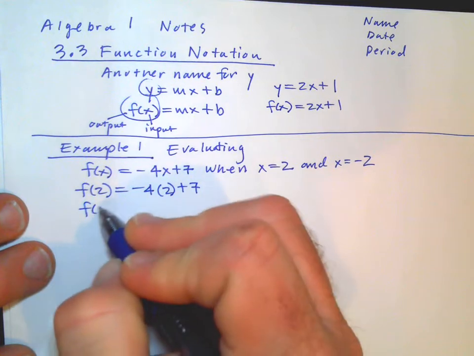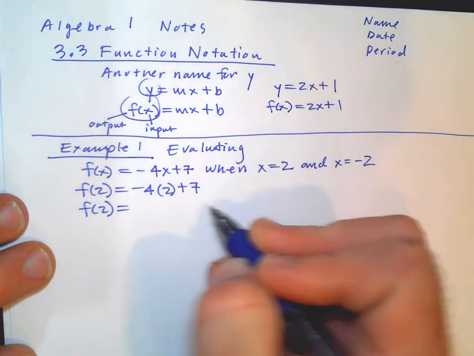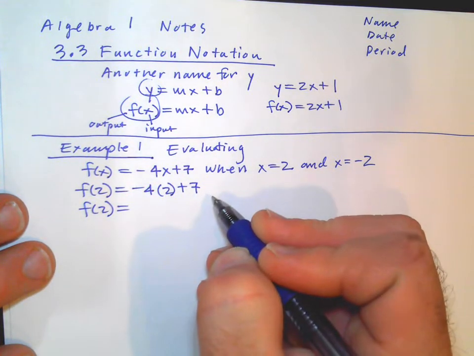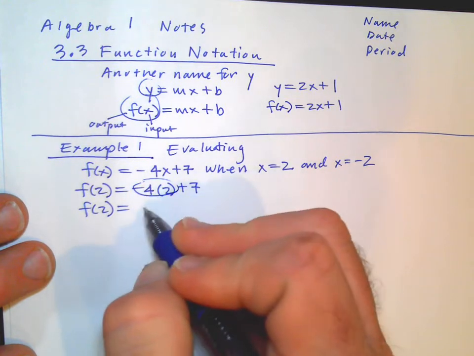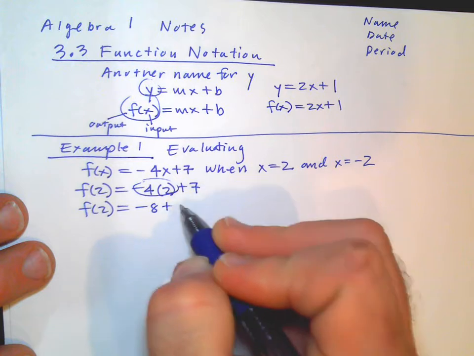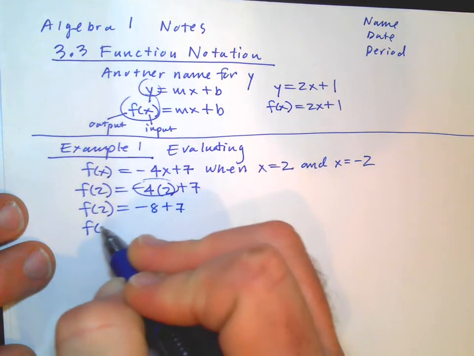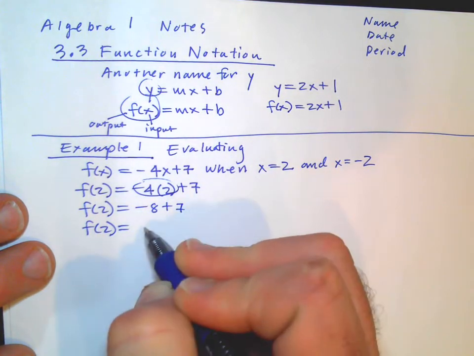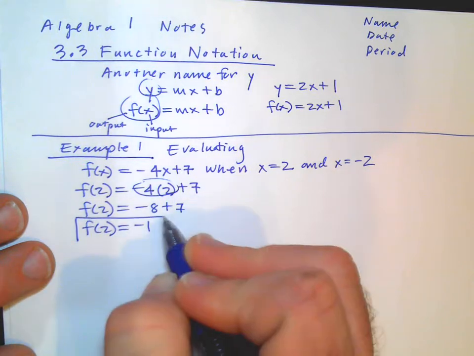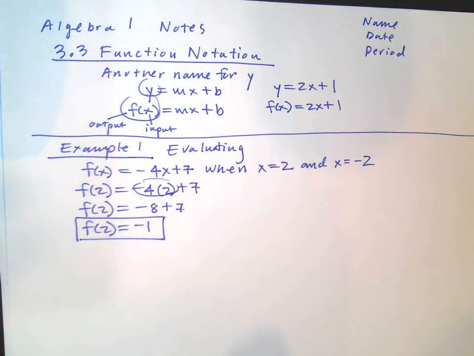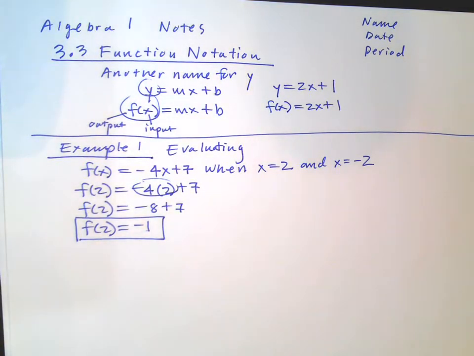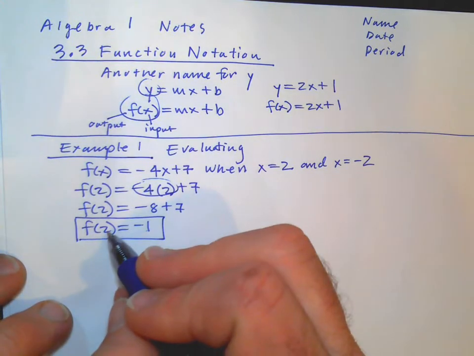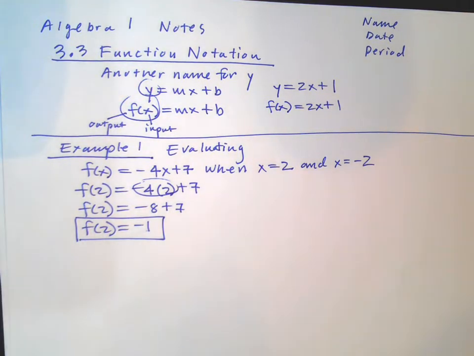And this is the way I want you to show your work. Keep writing the f of 2 on the left. Over here, you've got to do PEMDAS: parentheses, exponents, multiplication, division, addition, subtraction. So you've got to do negative 4 times 2 first, which is negative 8. And then we're at f of 2 equals negative 8 plus 7, which is negative 1. And that's your answer, including the f of 2. Okay? Because this has a lot of information. This is saying when x equals 2, y equals negative 1. When we put 2 in, we get negative 1 out.